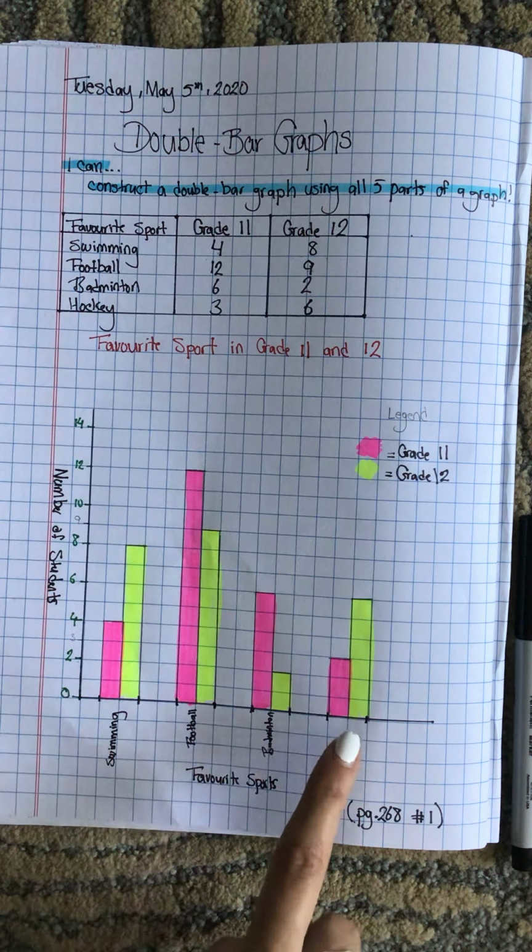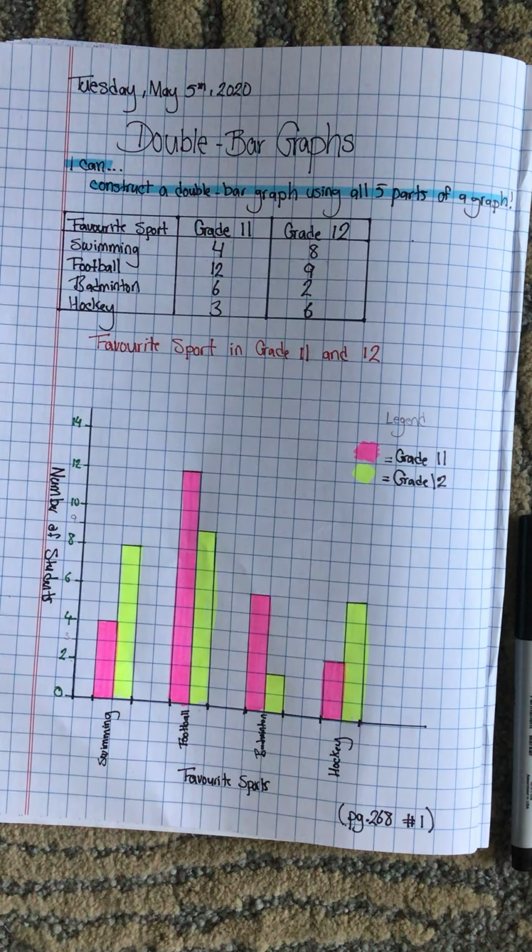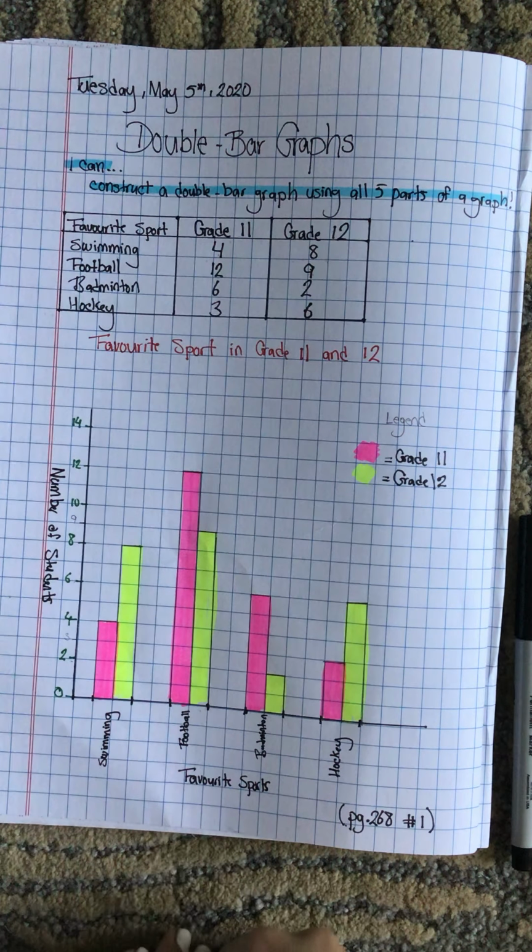I might say, how many students in total like badminton? Go to badminton. How many students are here? 6 plus 2, 8. So 8 students in total like badminton. That's right.